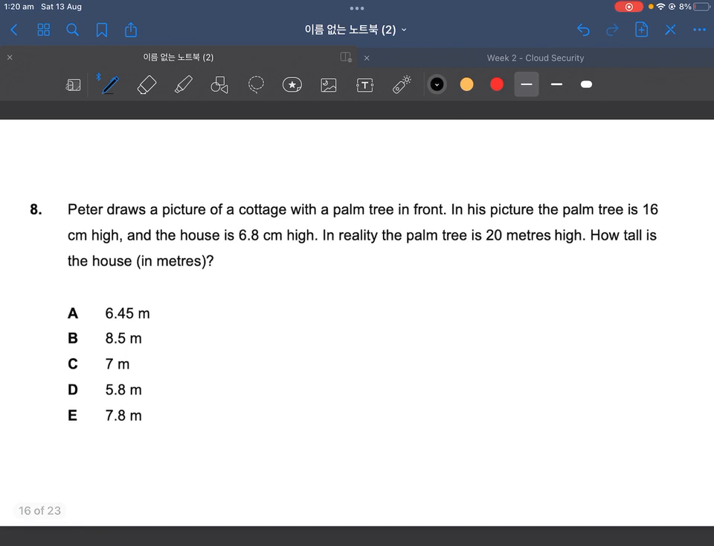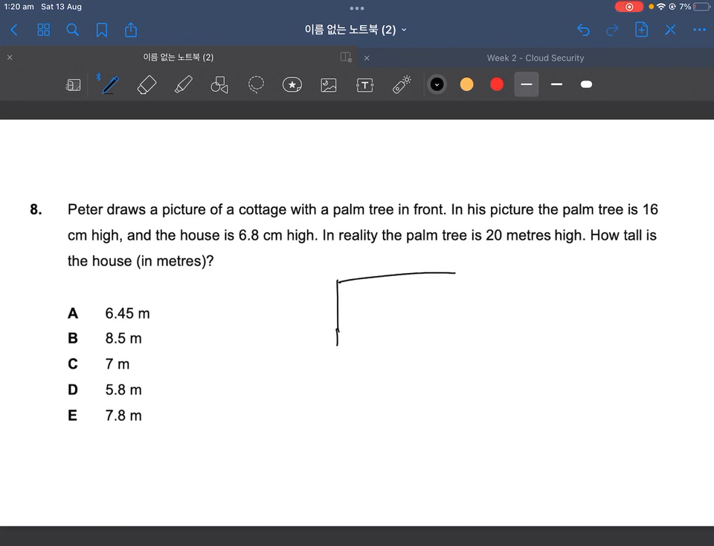Now let's have a look at question number 8. Peter draws a picture of a cottage with a palm tree in front. In his picture, the palm tree is 16 centimeters high and the house is 6.8 centimeters high. In reality, the palm tree is 20 meters high. How tall is the house in meters? Well, let's draw the situation.